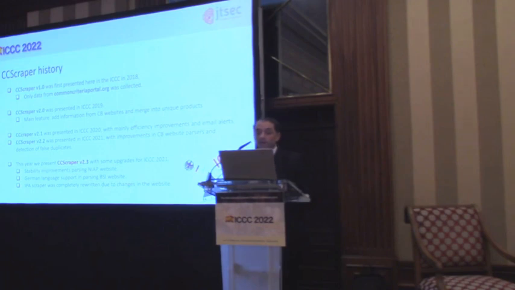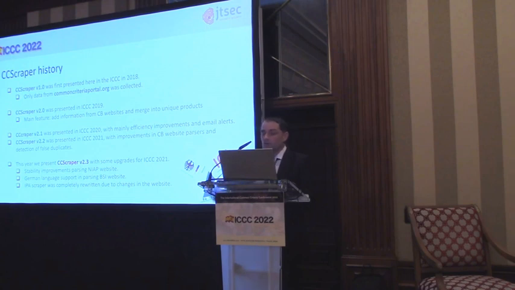And this year we present CC Scraper version 2.3. There are some minor upgrades as well, like stability improvements parsing the NIAP website, and support of text in the BSI website that is in German language, which we now interpret and add to the statistics. And we had to completely rewrite the parser for the Japanese website because of some changes in the structure.